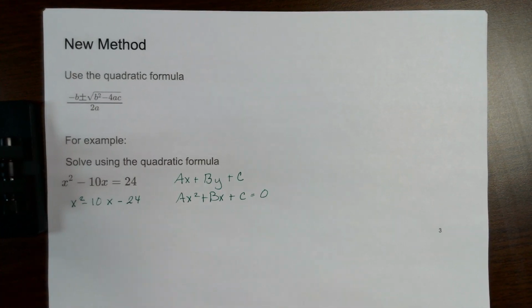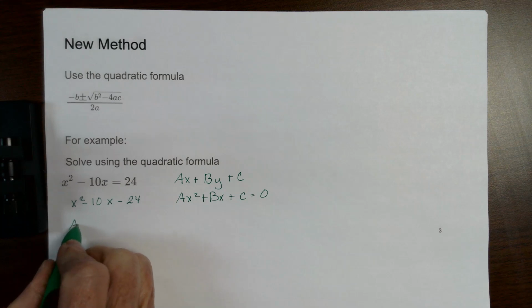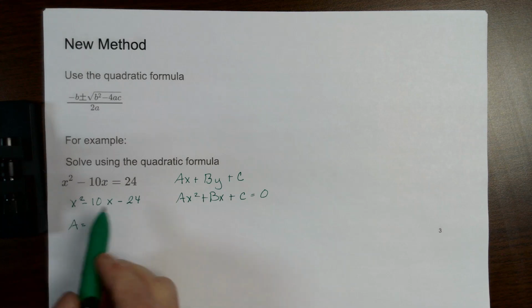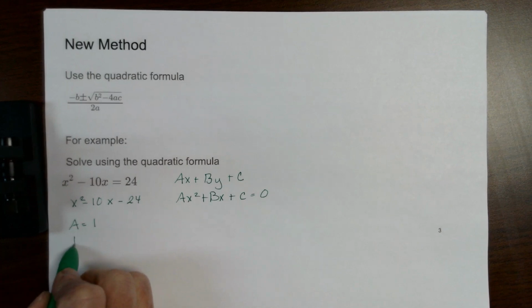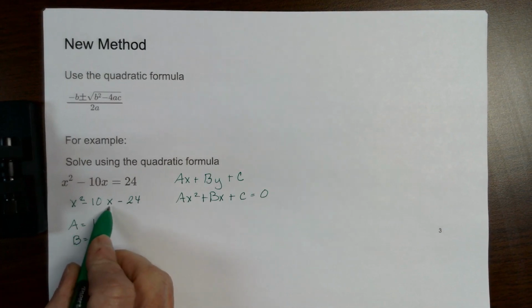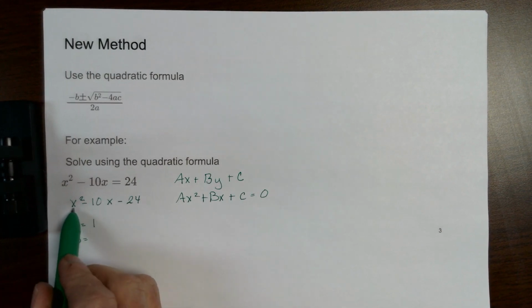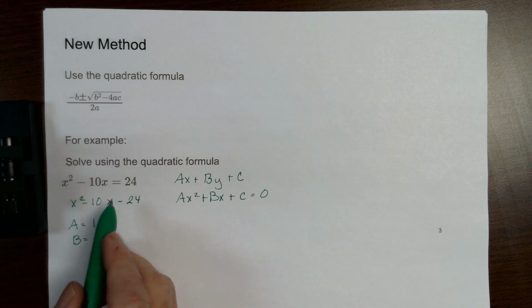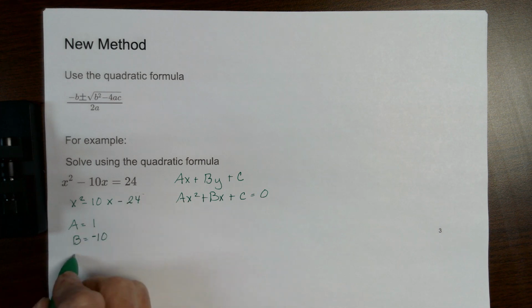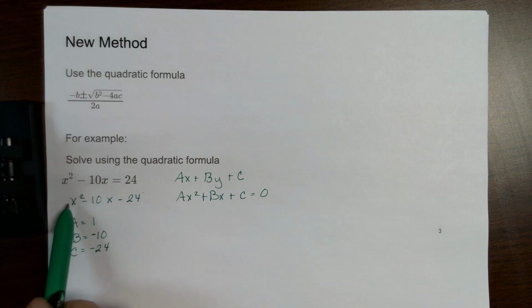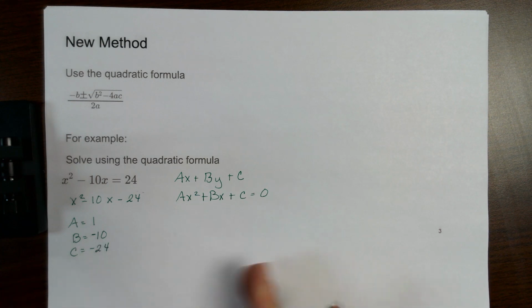Now I know my a value is the number in front of my x squared, so that's going to be equal to 1. The b value is the number in front of your x. This is your quadratic term, this is your linear term, so that's going to be a negative 10. And this is your constant term, so that's your negative 24. So always, your a is in front of your variable squared, your b is in front of your variable to the first power, and your c is your number by itself. So now I just plug it into the formula.